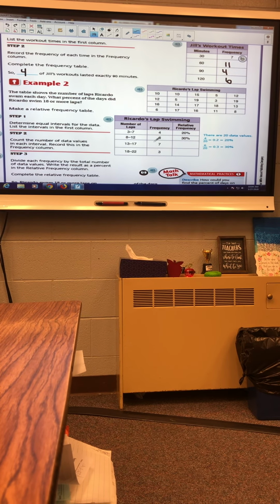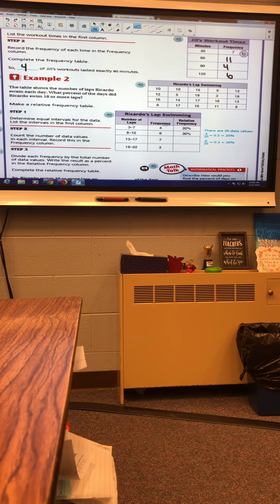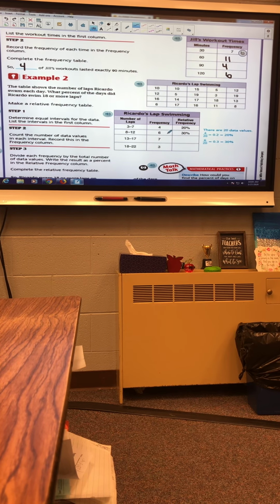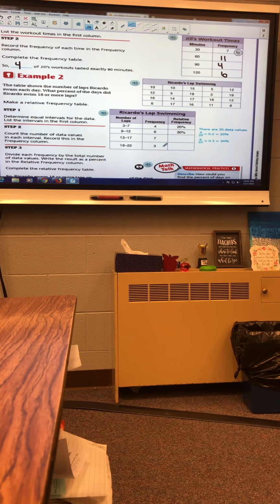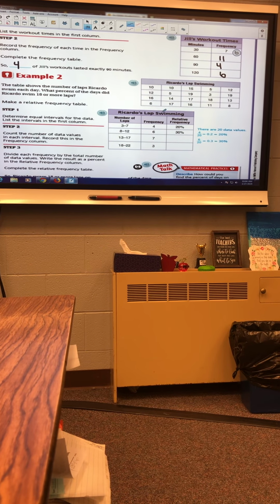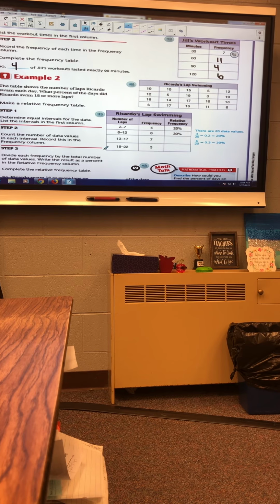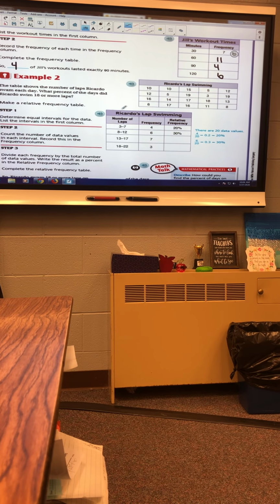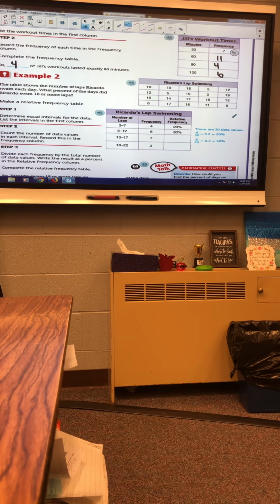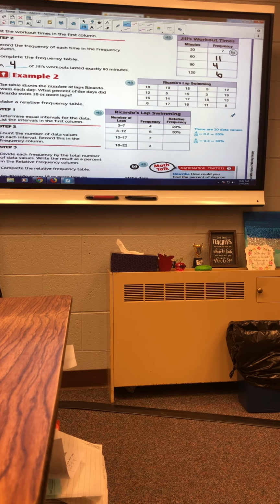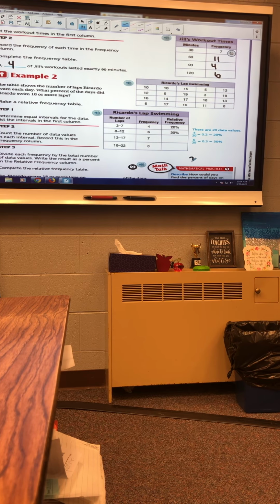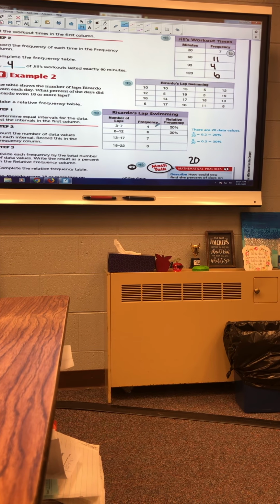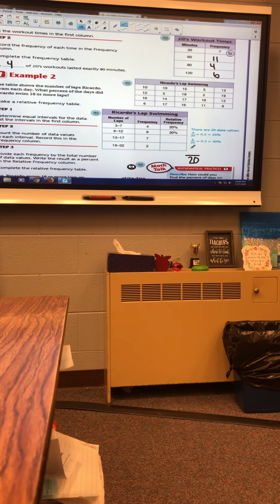The number of laps from 3 to 7, they've counted as 4. The number of laps from 8 to 12, they've counted as 6. 13 to 17, they've counted as 7. And 18 to 22, they've said occurred 3 times. So this half right here is just a frequency table, okay? Then the relative frequency is the percent it occurs. So if you recall from chapter 5, percent is part over whole. So how many total observations did we have? Well, we had 20 total observations. And the frequency of 3 to 7 was 4 out of 20.